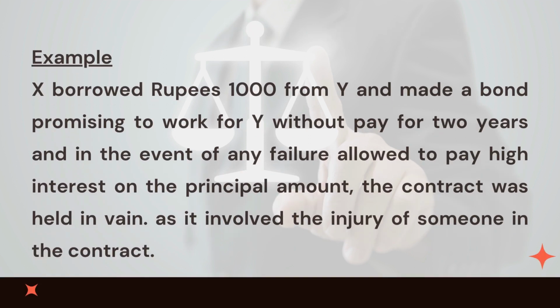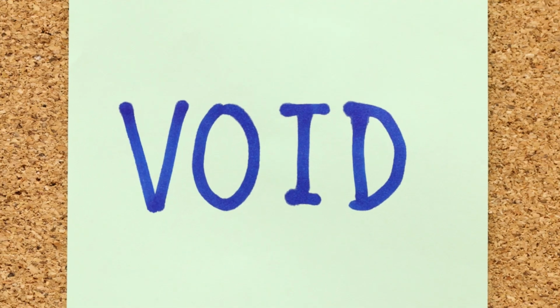Let's take an example. X borrowed rupees 1000 from Y and made a bond promising to work for Y without pay for 2 years, and in the event of failure, to pay high interest on the principal amount. The contract was held void as it involved injury to someone in the contract. So, when you are injuring someone in the contract, it is void, it is illegal.